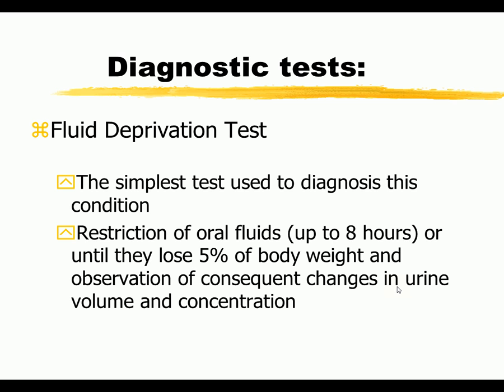So the polyuria and the polydipsia should go away. If it does not, I know that I have the nephrogenic type because it's not responding to the ADH no matter what. Okay? So you have to watch them very closely for vascular collapse during this test. Watch them very closely for vascular collapse.